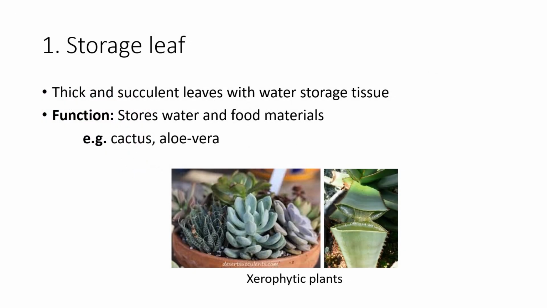The first one is leaves for storage. In some xerophytic plants like cactus and aloe vera, the leaves become thick and succulent to store food and water. As you can see in the picture, the leaves here have become fleshy, and in the cross-sectional view, you can see the materials stored inside. Such modification enables the plant to survive in desert conditions.